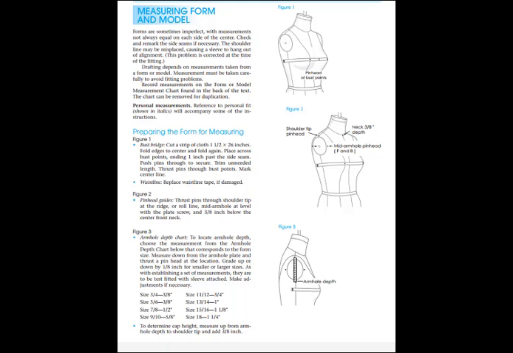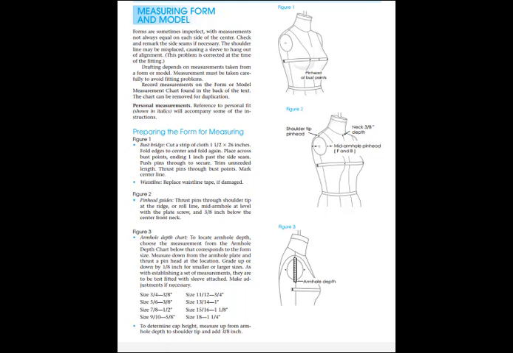Today I have brought a new video. Measuring form and model forms are sometimes imperfect, with measurements not always equal on each side of the center. Check and remark the side seams if necessary. The shoulder line may be misplaced, causing a sleeve to hang out of alignment. This problem is corrected at the time of the fitting.